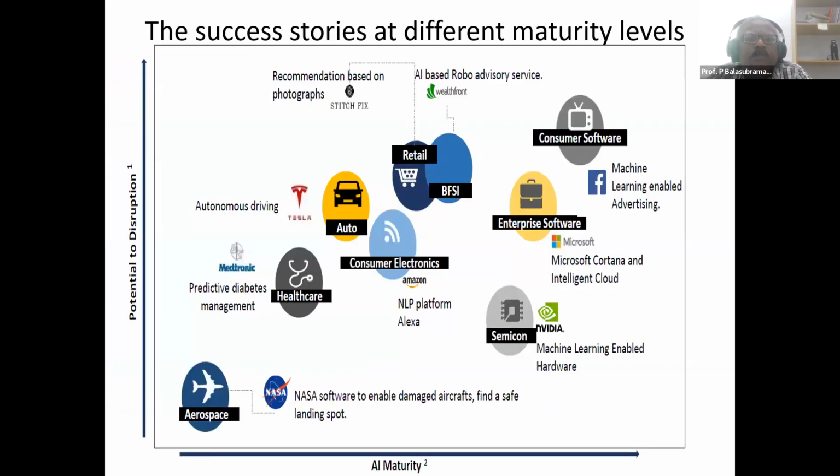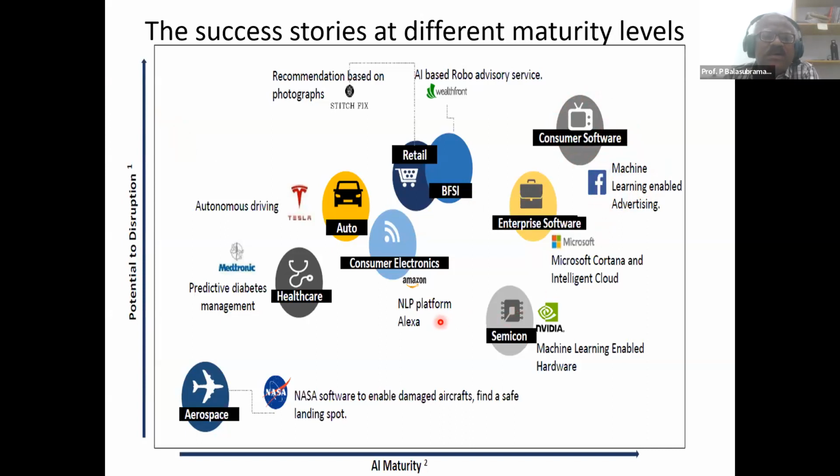Okay, now coming to the different companies and different applications and at what level of maturity. On the x-axis, it is the AI maturity level, and on the y-axis, how much disruption it can cause. For example, you can see machine learning enabled advertising is getting more and more popular, and a lot of consumer software, whether it is a smart TV, smart watch, anything on the consumer software side, is also getting more and more disrupted.